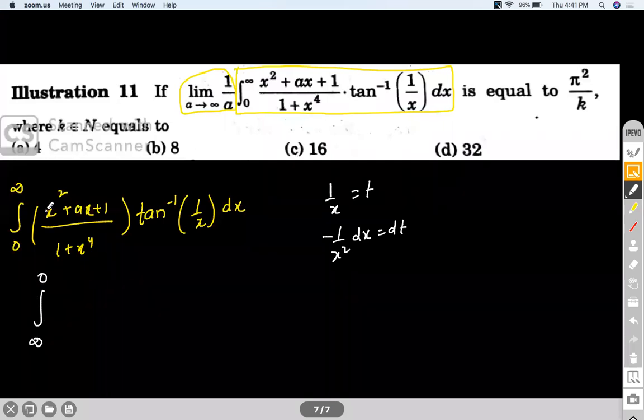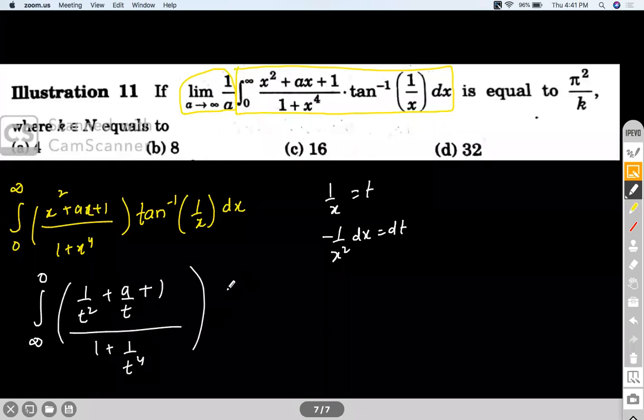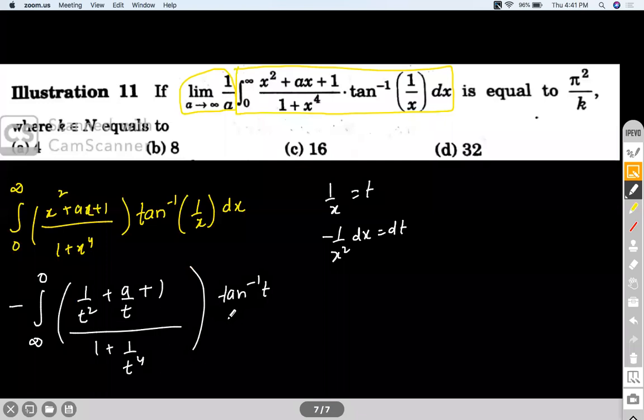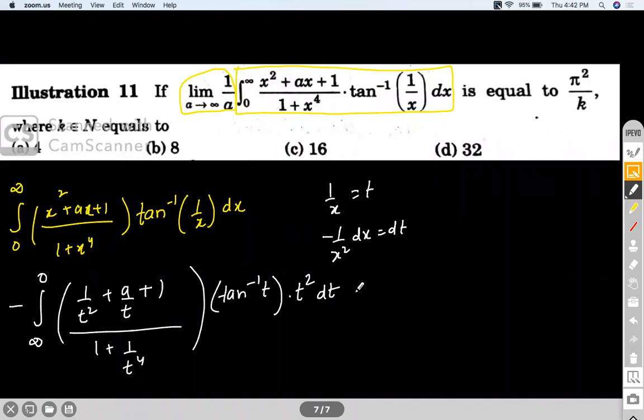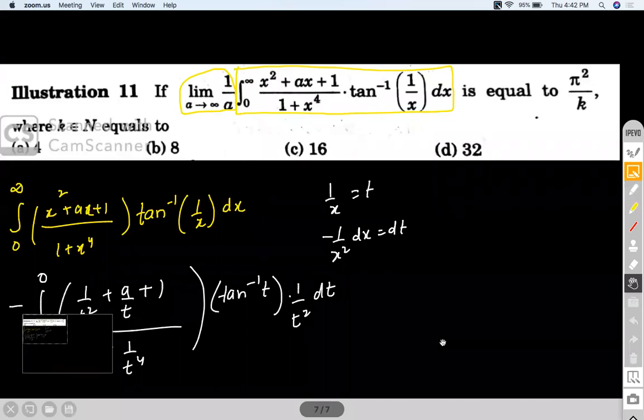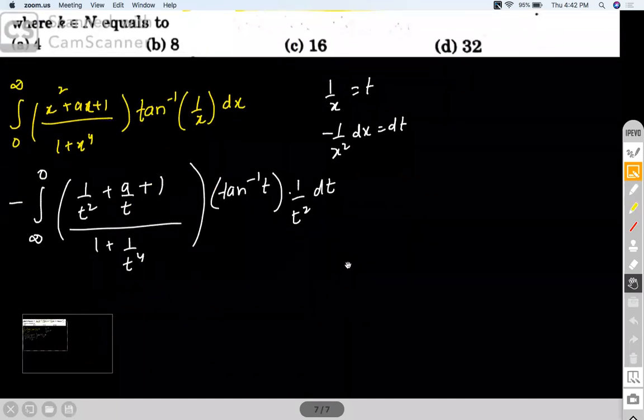Let's make these substitutions in these terms. So x is 1 by t, so we get 1 by t square plus a by t plus 1, by 1 plus 1 by t to the power 4, tan inverse t. dx is going to be negative 1 by x square dt, and 1 by x square itself would be t square. Sorry, it's x square dt. So it's 1 by t square dt. So far, so good. No problem.